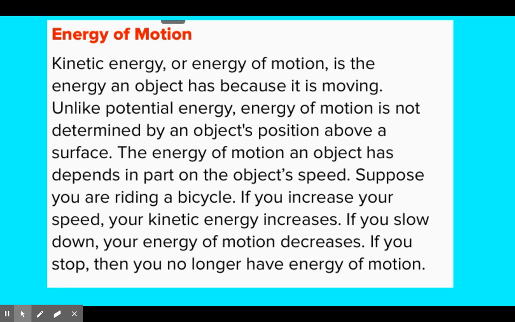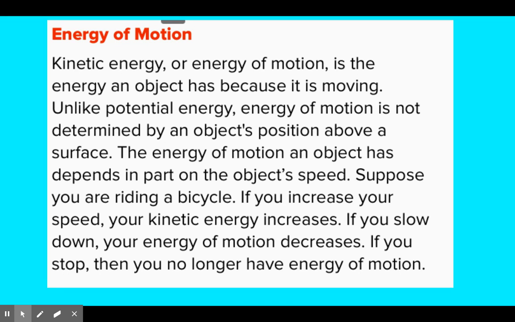So the energy of motion an object has actually depends upon the object's speed. The object with a good speed will show a greater energy of motion. Fine, suppose you are riding a bicycle. If you increase your speed, that means you're increasing the energy of motion. That means you are increasing the kinetic energy. And if you slow down, that means your kinetic energy or the energy of motion is decreasing. So your kinetic energy actually depends upon the speed. Okay, so if you stop, then obviously there is no energy of motion, there is no kinetic energy.